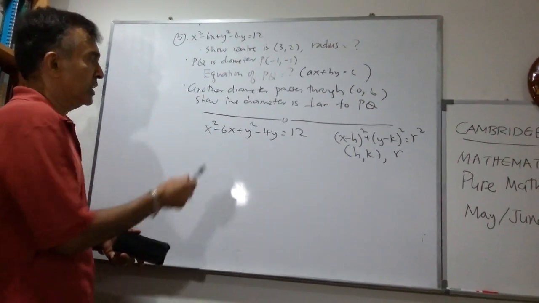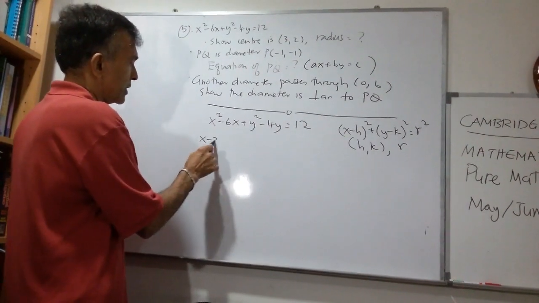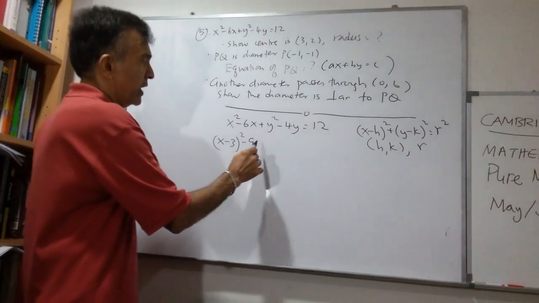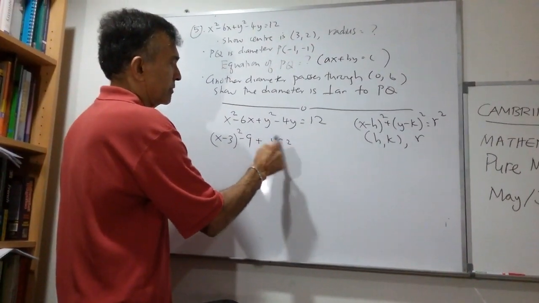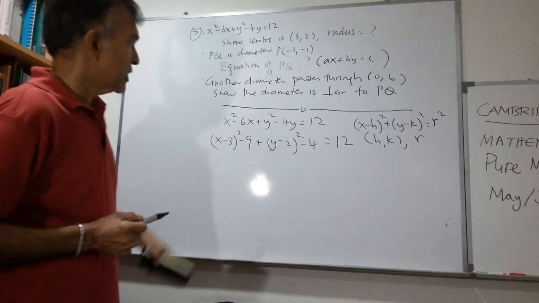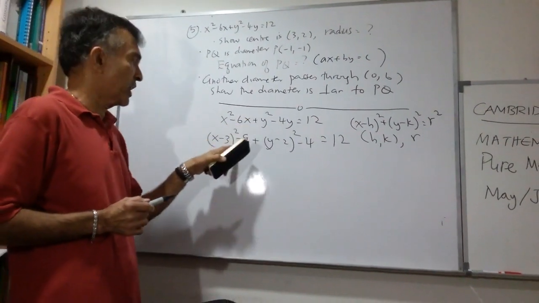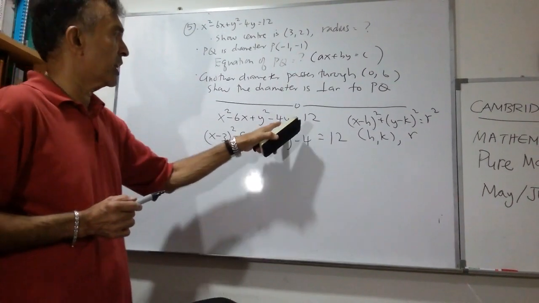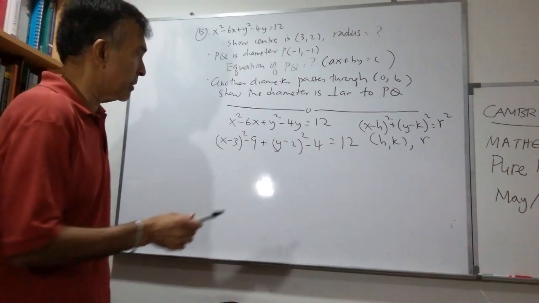Completing the squares. I have minus 6, half of that is minus 3. Then I have minus 4, half of that is minus 2. So I'm completing the squares. Negative 3 is inside, and then I need to take off the square of this, and with negative 2, take away the square of this. Now let's clean that up.